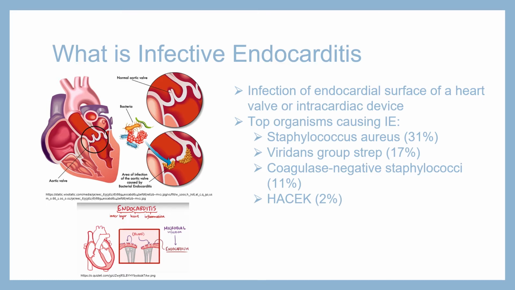The top organisms responsible for this disease are Staphylococcus aureus one third of the time, the viridans group of Streptococcus in 17%, coagulase-negative staphylococci, and the HACEK group, which are gram-negative bacilli including Haemophilus species. For H, Aggregatibacter actinomycetemcomitans for A, Cardiobacterium hominis for C, Eikenella corrodens for E, and Kingella kingae for K.